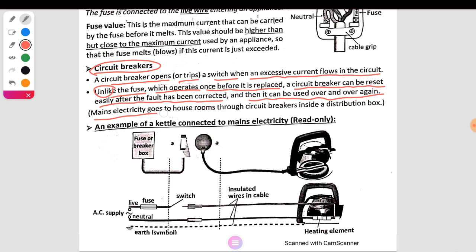Mains electricity goes to the house rooms through the circuit breakers inside the distribution box. This is an example of how a house gets connected to the main electricity.